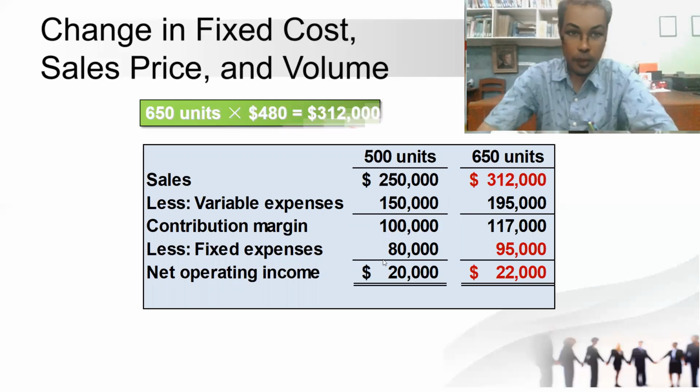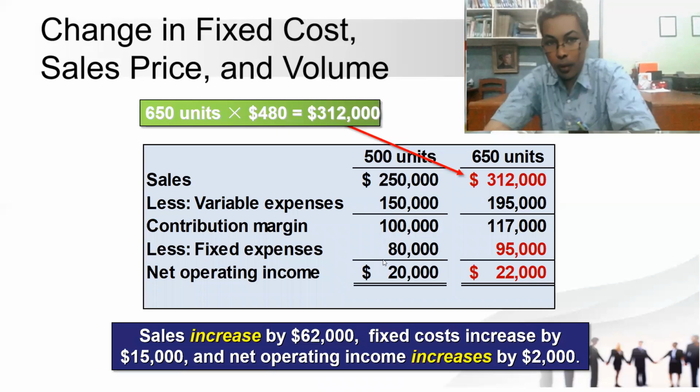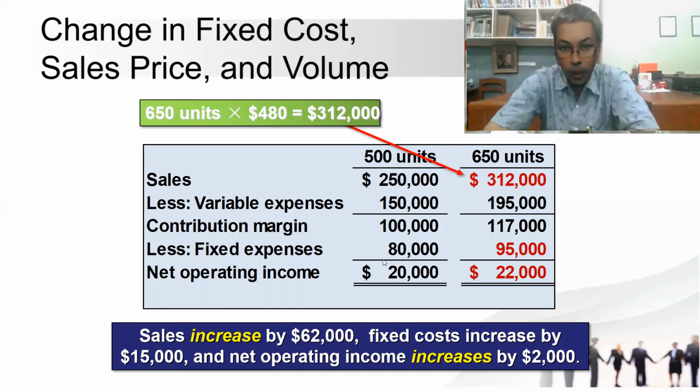Okay. So since now we are looking at sales volume of 650 units times the selling price. Selling price is less than $20. We had to decrease the selling price. So that selling price times 650, 312,000.